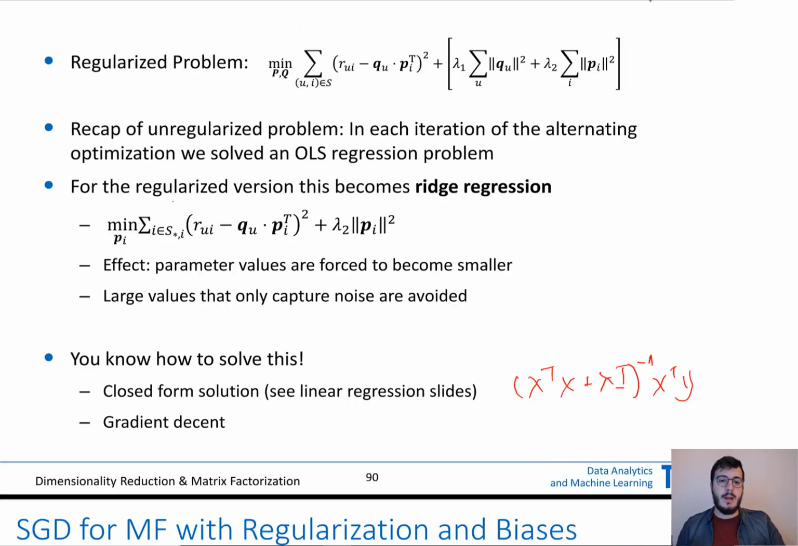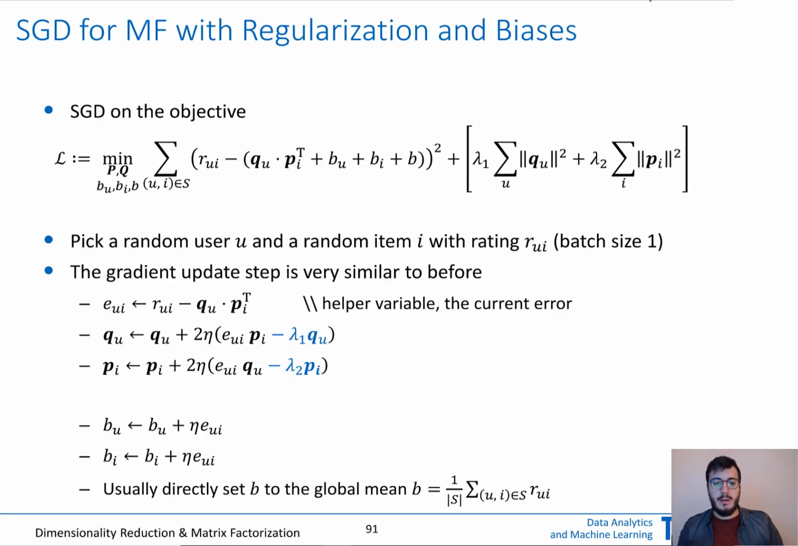In the case of gradient descent, it's again pretty simple. Let's say we assume again that we do stochastic gradient descent with a batch size of 1. So we pick one random user and one random item, and we look at the gradient with respect to the parameters. The gradient update equations look exactly the same, but we have these two additional terms which come from the regularization. Here also, by the way, I've included the bias terms, b_u, b_i, and b, and we see that these also have pretty simple gradient updates, as we see here.